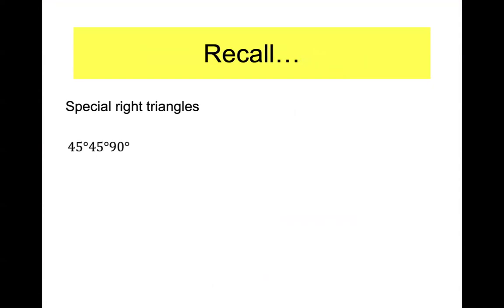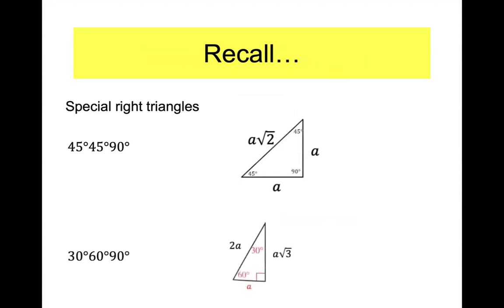So recall special right triangles. We have two of them. We've got a 45, 45, 90 special right triangle where the two legs are equal to A, and the hypotenuse is equal to A root 2. And then we have the other one, which is a 30, 60, 90, where the short leg, the side opposite 30 degrees, is A, the long leg is A root 3, and the hypotenuse is double A. We're going to use that information right there.